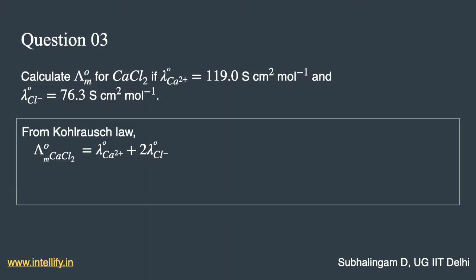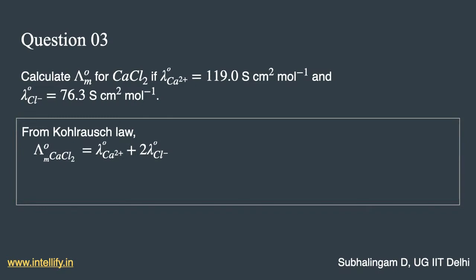From Kohlrausch's law, we get lambda naught m of CaCl2 is lambda naught of Ca2 plus twice the lambda naught of Cl minus. Why twice? Because we get 2 Cl minus upon dissociation, so we need to account for it. If your salt or electrolyte gives m cations and n anions, it will be m times the limiting molar conductivity of cation plus n times the limiting molar conductivity of anion. Do remember that too.